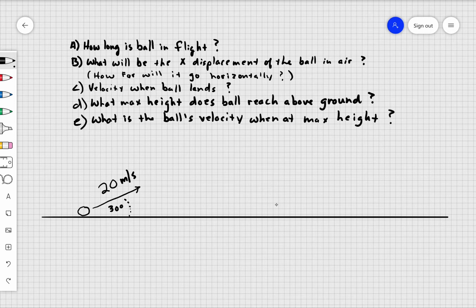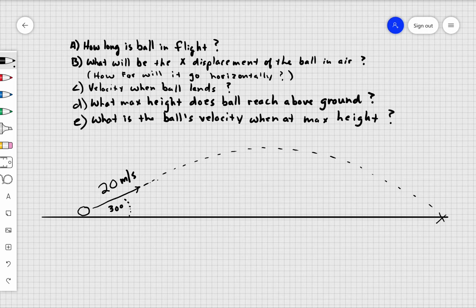So we know that the ball will follow, I'll try to sort of mark out this trajectory, that it'll do something like this in the air. And in part A, we want to know how long is it in the air. How long will it take from the time it leaves the ground until the time it lands over here? So how long is the ball in flight?